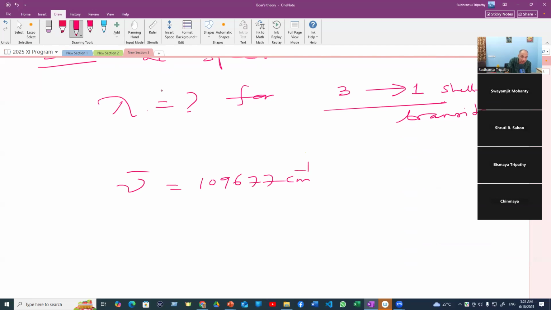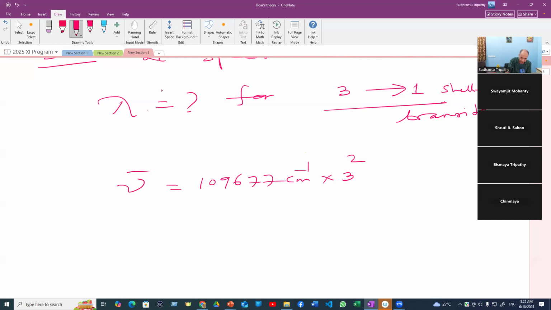Z square is how much? 3 square, because we are not dealing with hydrogen. In hydrogen, Z square is equal to 1. But remember, this is not a hydrogen spectrum. This is a hydrogen-like species, and that too the lithium 2 plus spectrum, to which Bohr's theory is applicable.